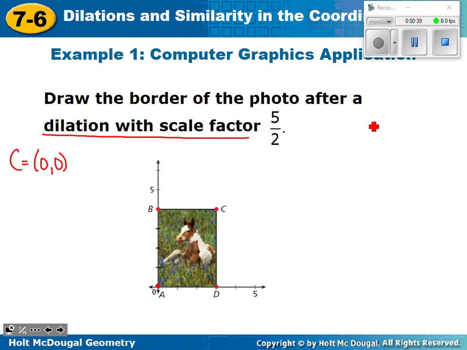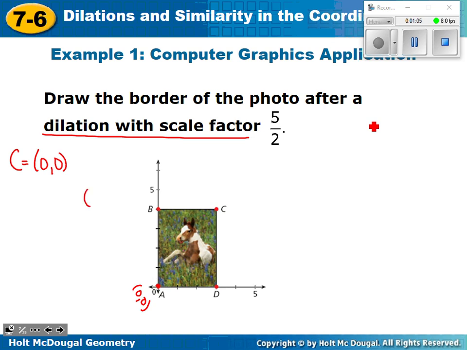If it's at the origin, it's super easy to get your new coordinates. You just take your old coordinates and do what? Multiply it by 5/2, your scale factor, okay? So it's not anything hard at all here. I just wanted to make sure that you understood what you were supposed to do. So if I have this point at 0, 0 and I multiply it by 5/2, does it go anywhere? No, it stays right there.